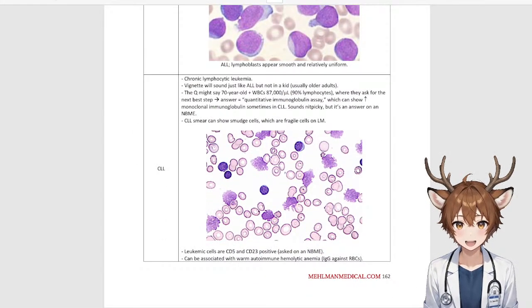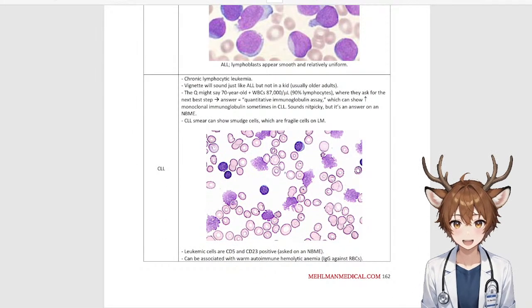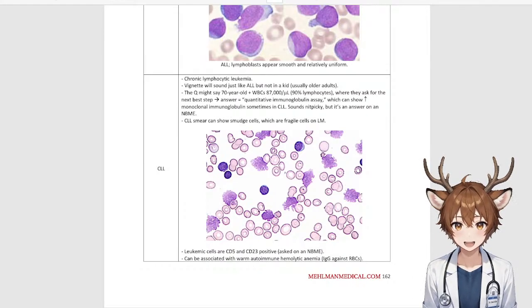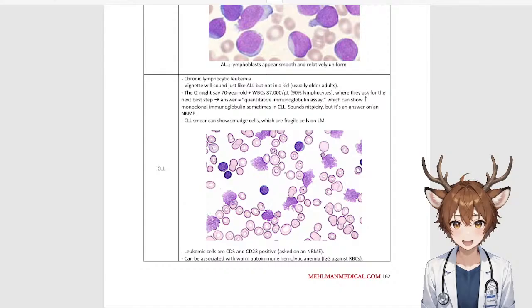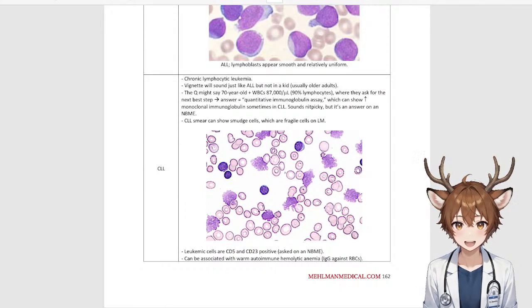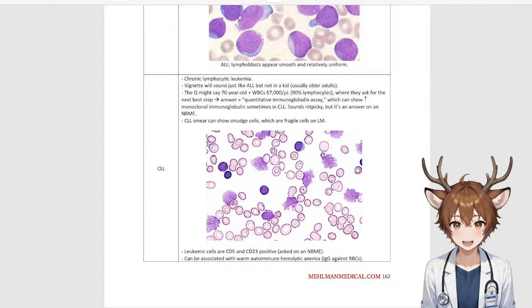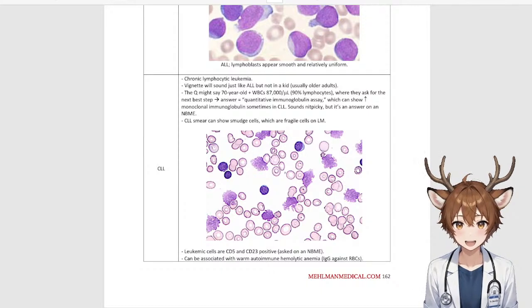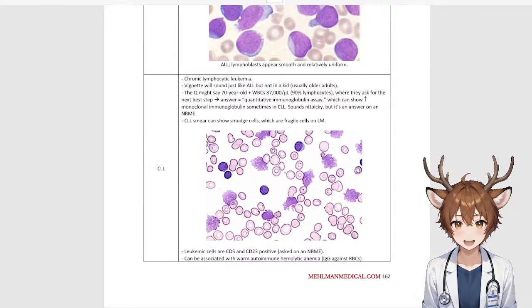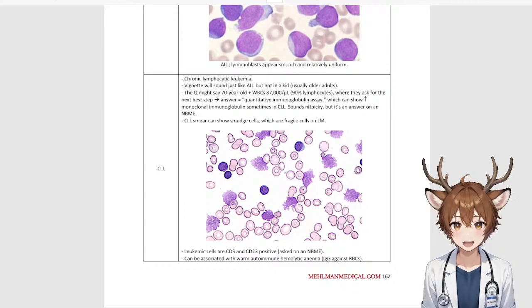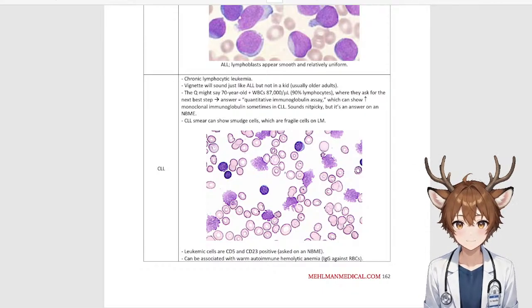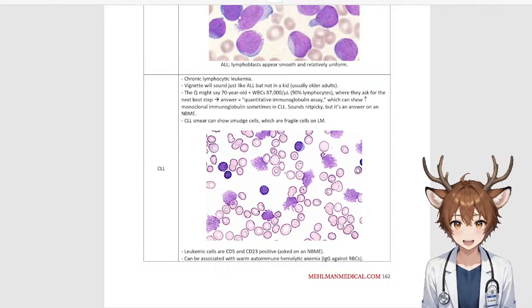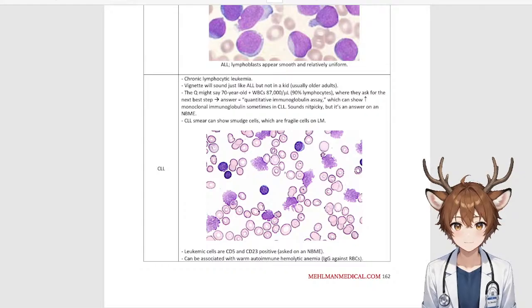CLL, or chronic lymphocytic leukemia, vignette will sound just like ALL, but not in a kid, usually older adults. The question might say 70-year-old with white blood cells of 87,000 per microliter, 90% lymphocytes. Where they ask the next best step, the answer should be quantitative immunoglobulin assay, which can show an elevation of monoclonal immunoglobulin, sometimes, in CLL. Sounds nitpicky, but it's an answer on the NBME.